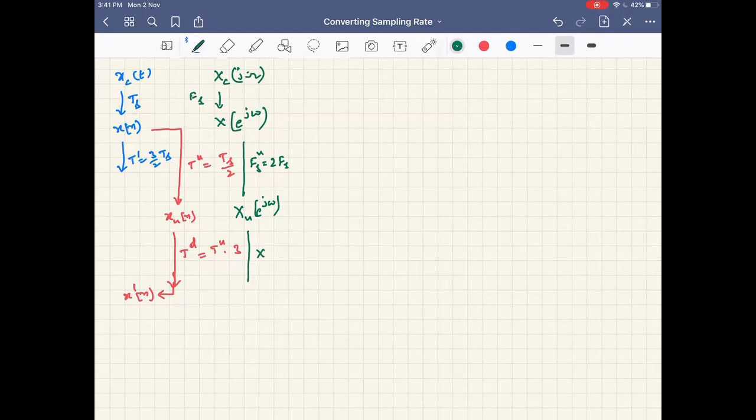Then, if Fs_d is equal to Fs by 3 times, you get the downsampled signal. Okay, let us sketch these things.